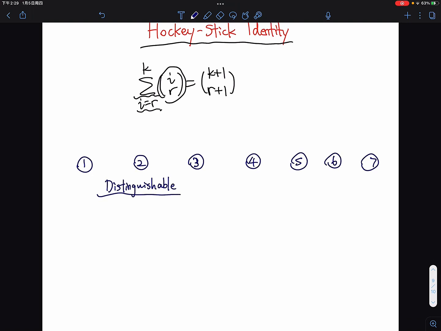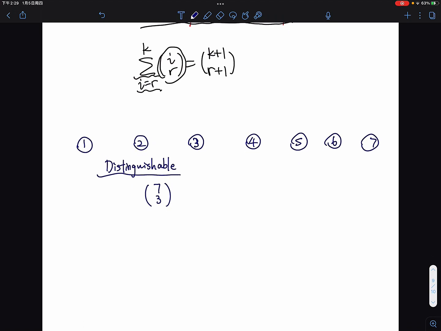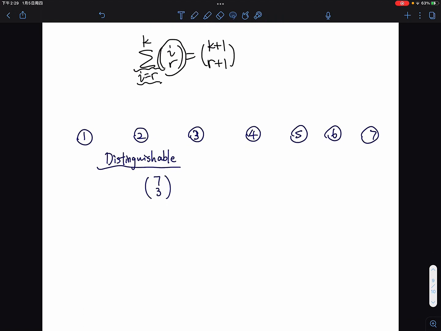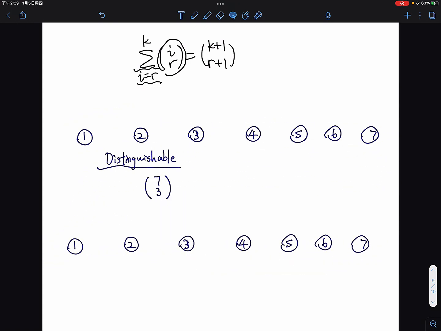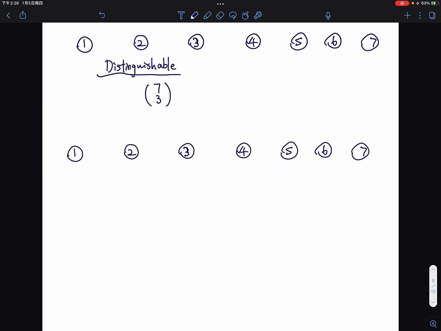And if you learn a little bit of combinatorics, you would say, oh, that's so simple. It is just 7 choose 3, right? And you're correct. That is the answer to this question. But we are going to use this example to establish my proof of the hockey stick identity. How would I do so? Before I do that, let me copy the balls so that I can better illustrate it. I'm not going to use this simple method. I'm going to use a convoluted method.